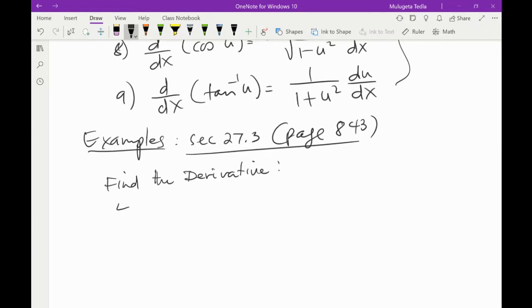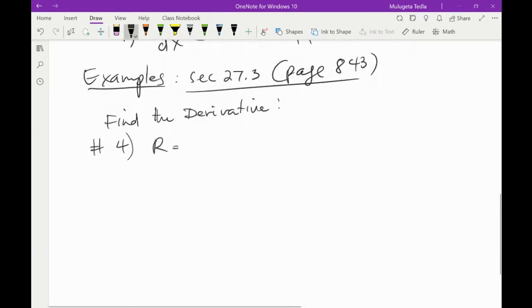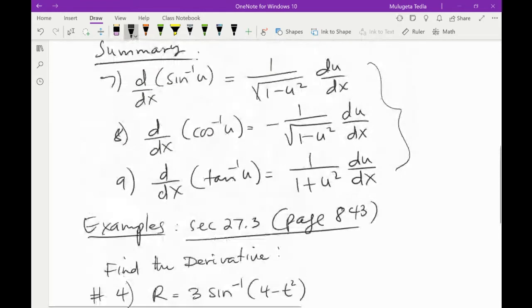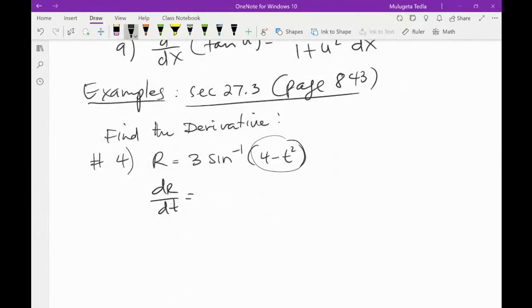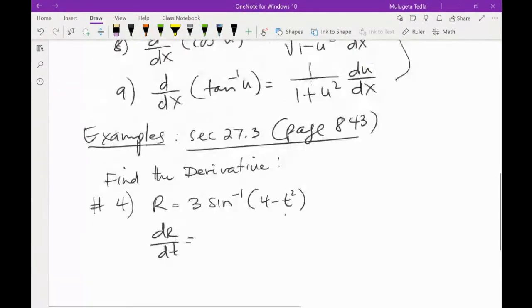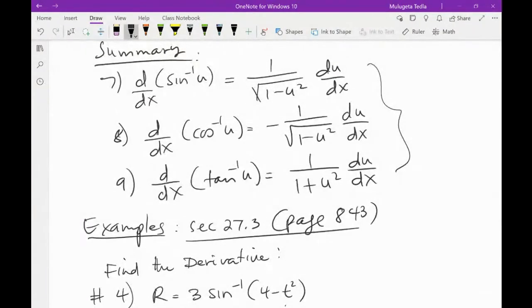So number 4 is r equal to 3 sine inverse of 4 minus t squared. So we want dr by dt. You see this is inverse, so it has its own derivative. What is the derivative of sine inverse of u? Consider this as u, as one entity. It is 1 over root of 1 minus u squared.